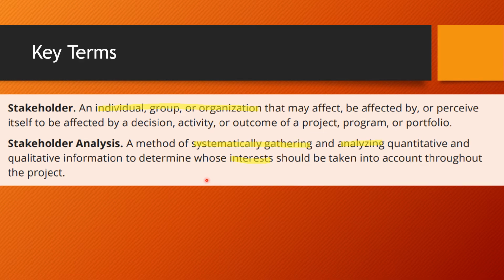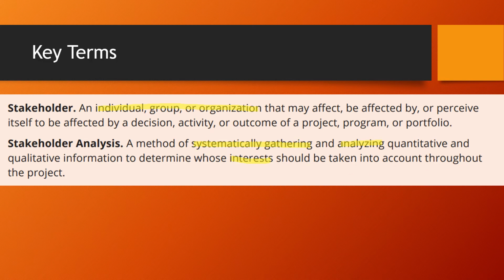We talk about stakeholder aspects. What are the different aspects, right? You can gather information about different aspects of the stakeholders, in either a qualitative or quantitative manner, and you are doing it in a systematic way. So try to understand these key words: method of systematically gathering, analyzing, quantitative and qualitative, and determining whose interest should be taken into account throughout the project. You need to understand who is positively influencing the outcomes of the project, and who is negatively influencing the outcome of the project. All those things are called stakeholder analysis.